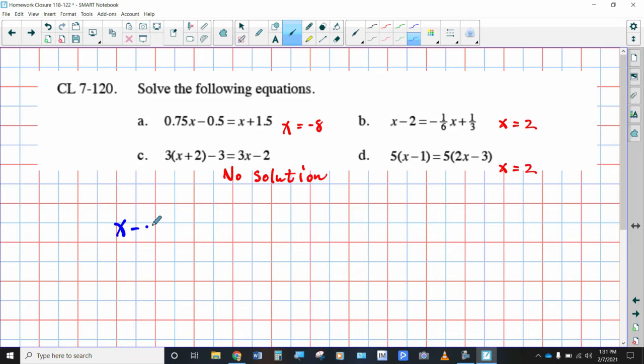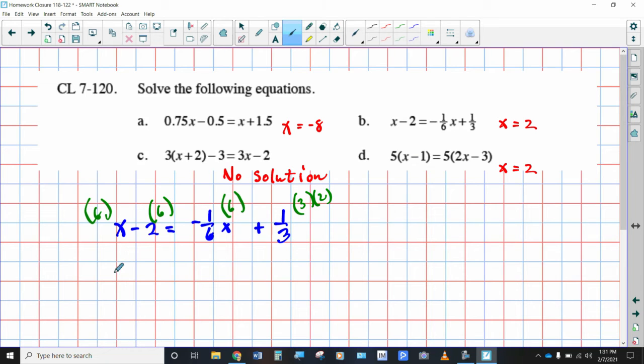x minus 2 is equal to negative 1/6 x plus 1/3. So let's use 6 as our multiplier, right? Because 3 and 6 have 6 in common. I'm going to multiply this term times 6, this term times 6, this term times 6, and I'm going to multiply this one times 3 times 2. That's a factored version of the number 6.